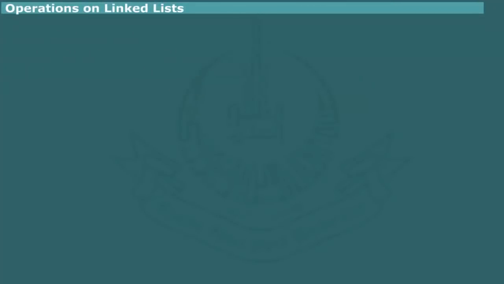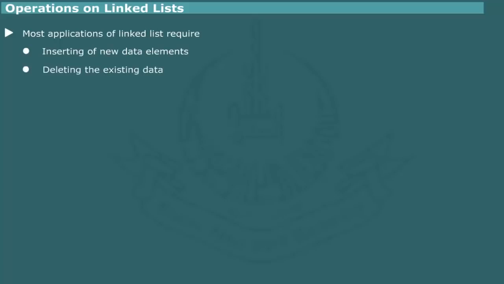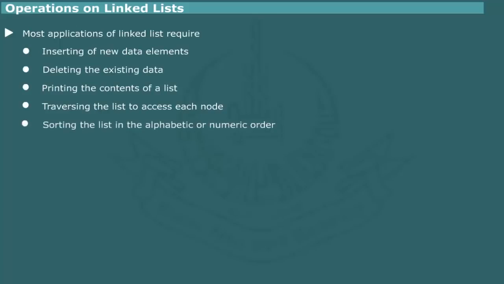Operations on linked list. In order to access and process data contained in a linked list, we need to perform some basic operations on the list. Most applications require inserting new data elements, deleting the existing data, printing the contents of a list, or traversing the list to access the contents of nodes. Sometimes we need to sort the list in the alphabetic or numeric order of some key data element. Searching is another important operation which looks for a given data value in the list.